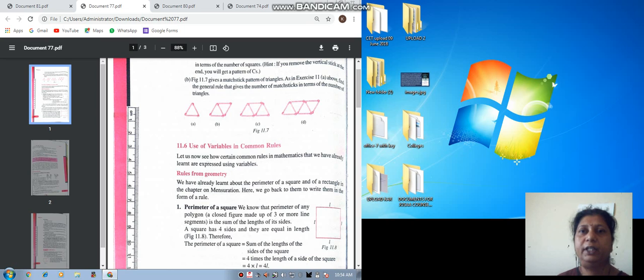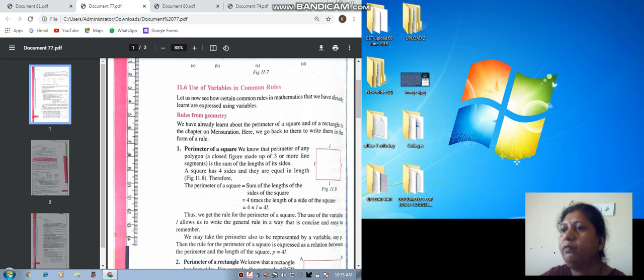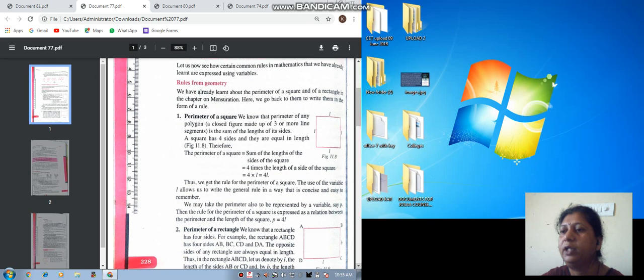Now just see about the geometry. First of all, we study about the geometry. In that we study how can we calculate the perimeter of a square. So do you remember what is meant by perimeter? Perimeter is the sum of all sides, and all sides of a square are equal. So we have considered here the side is L. So it is equal to L plus L plus L plus L, 4 times, that is 4L. Get it?